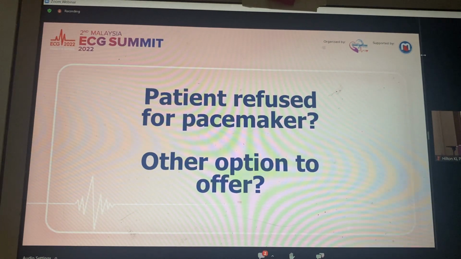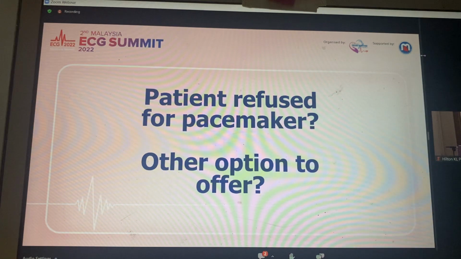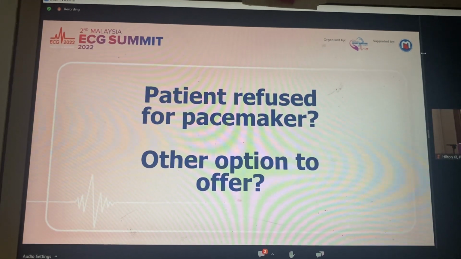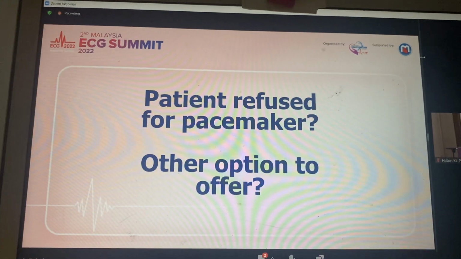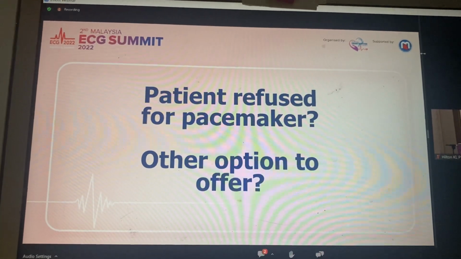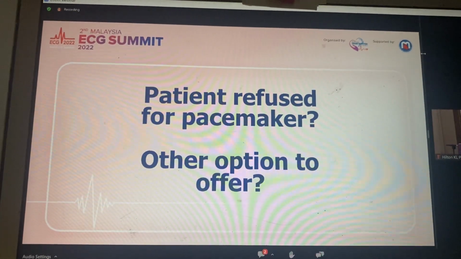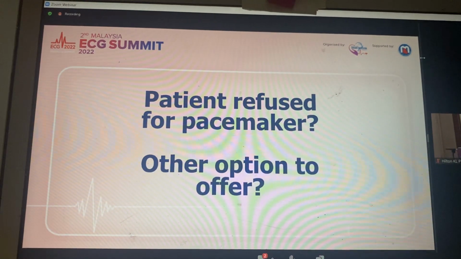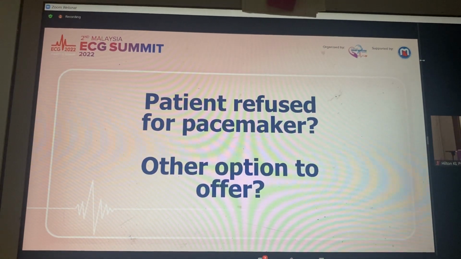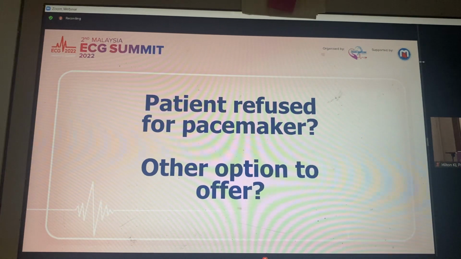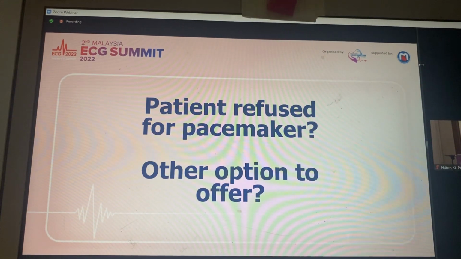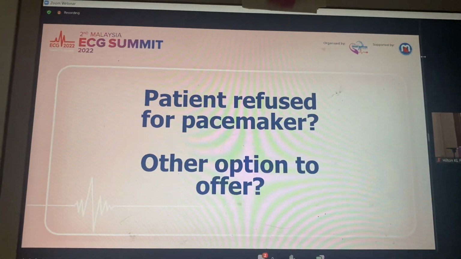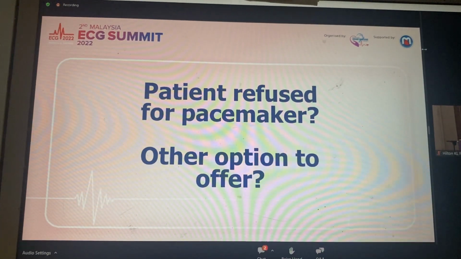Okay, now the problem starts again. The patient refuses a pacemaker. Is there any option that we can offer for this patient? Because she said that she worries about implanting something into the chest, and she said that she needs to use her hand, and she doesn't want to come to the follow-up, which is difficult for her. What other option can you offer for her?